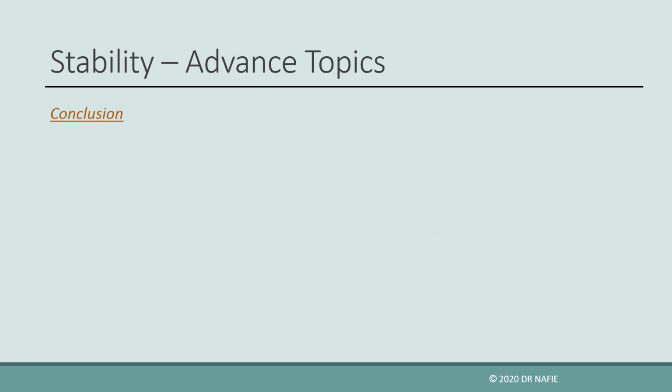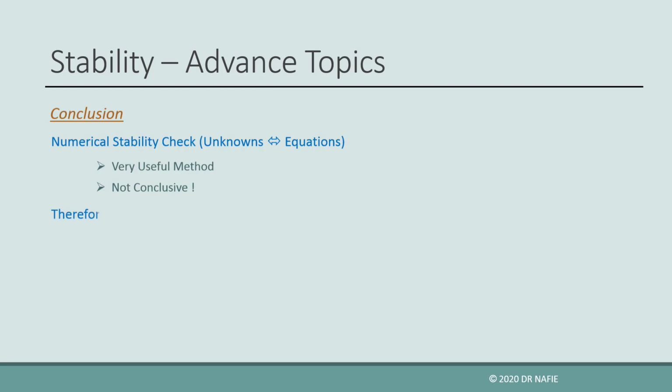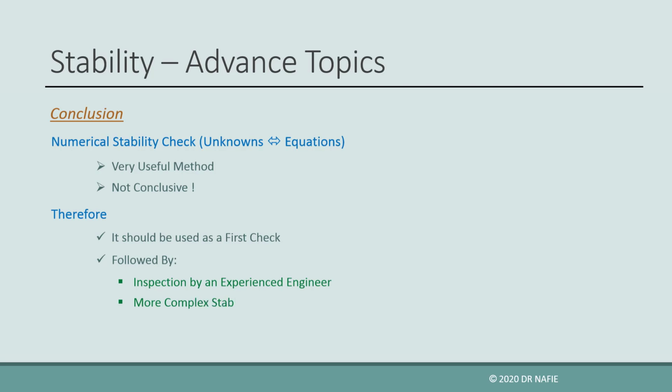In conclusion, it should be emphasized that the numerical method of investigating stability using the comparison between the number of unknowns and the number of equilibrium equations is very useful. But it is not conclusive and fails to discover instability on several occasions. Therefore, it should be used to check stability as a first step, followed by inspection by an experienced structural engineer, or by employing more complex methods to check stability.